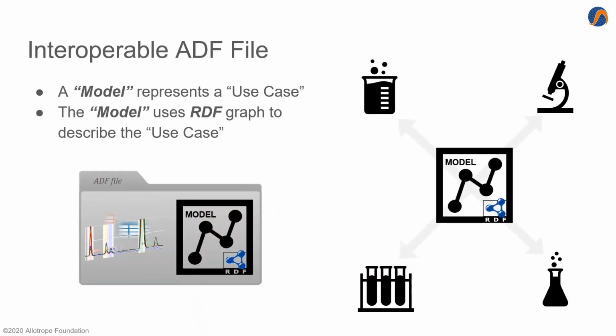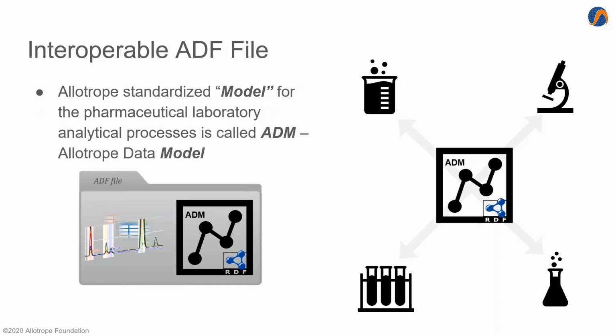A model actually represents a use case. The model uses an RDF graph to describe the use case. Again, a model uses an RDF graph to describe a use case. In the case of Allotrope, a standardized model for the pharmaceutical lab is called ADM, Allotrope Data Model. So Allotrope Data Model is a model.